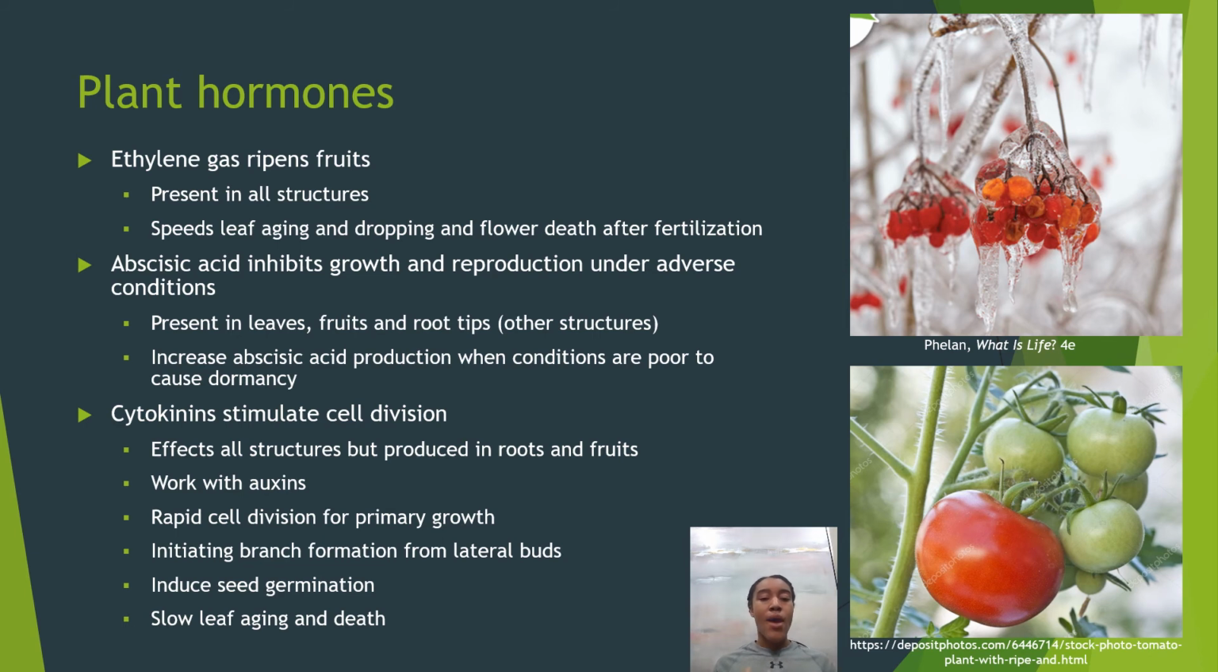They encourage rapid cell division for primary growth, which is what we talked about, similar functions as gibberellins and auxins as well. And they initiate branch formation from lateral buds, and they induce seed germination and slow the aging of leaves and the death of leaves. This is actually so effective that in your book they mention that you can add synthetic cytokinins to leaves that have already fallen off a tree and are in the process of dying, and slow down their death as a result of adding this.